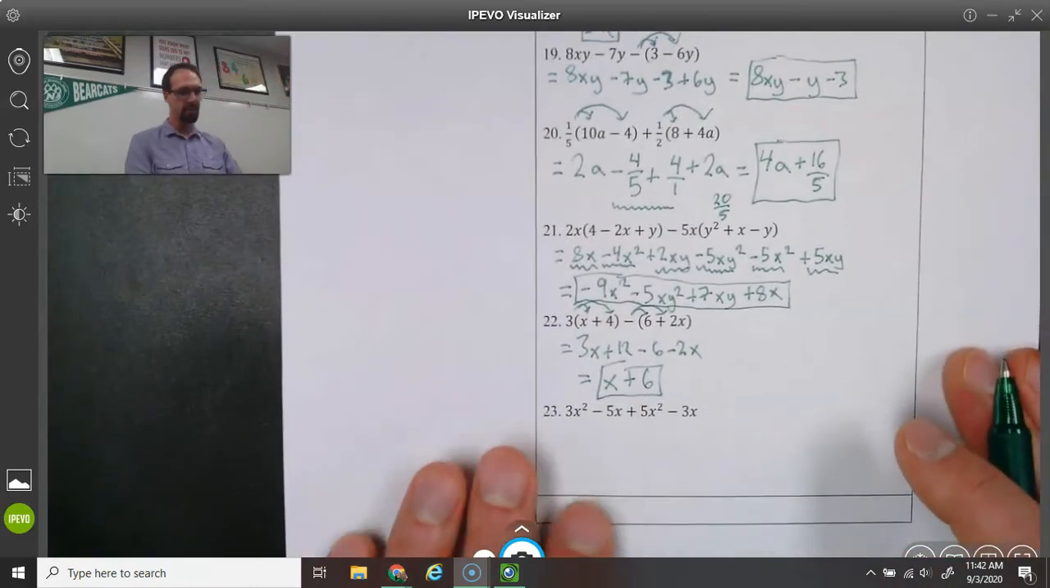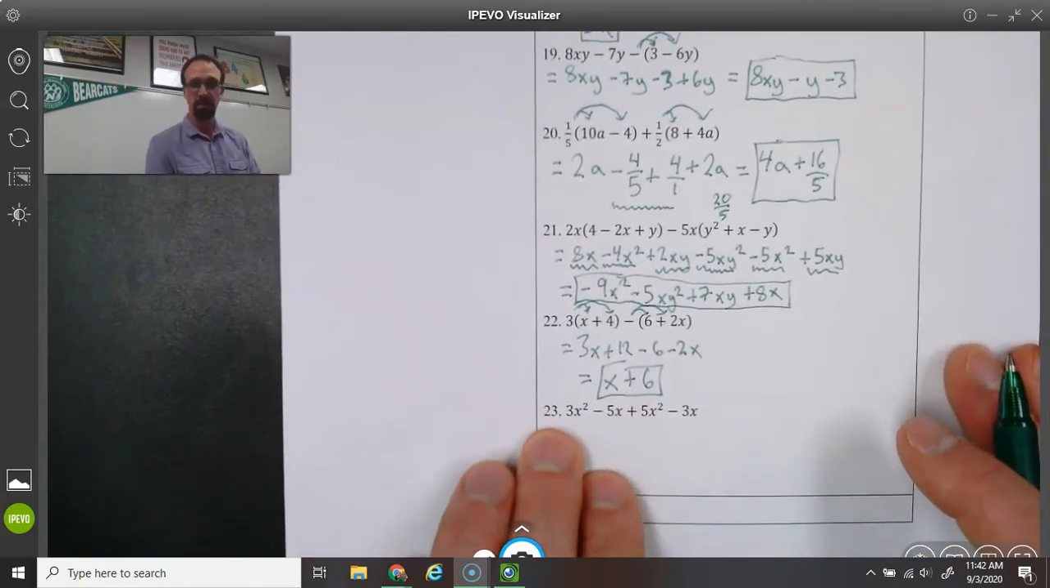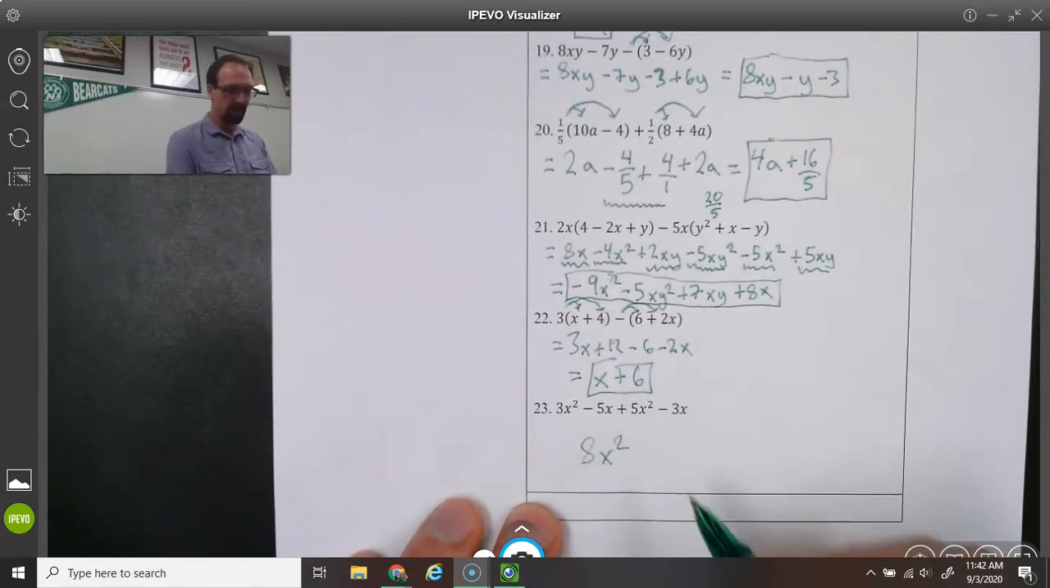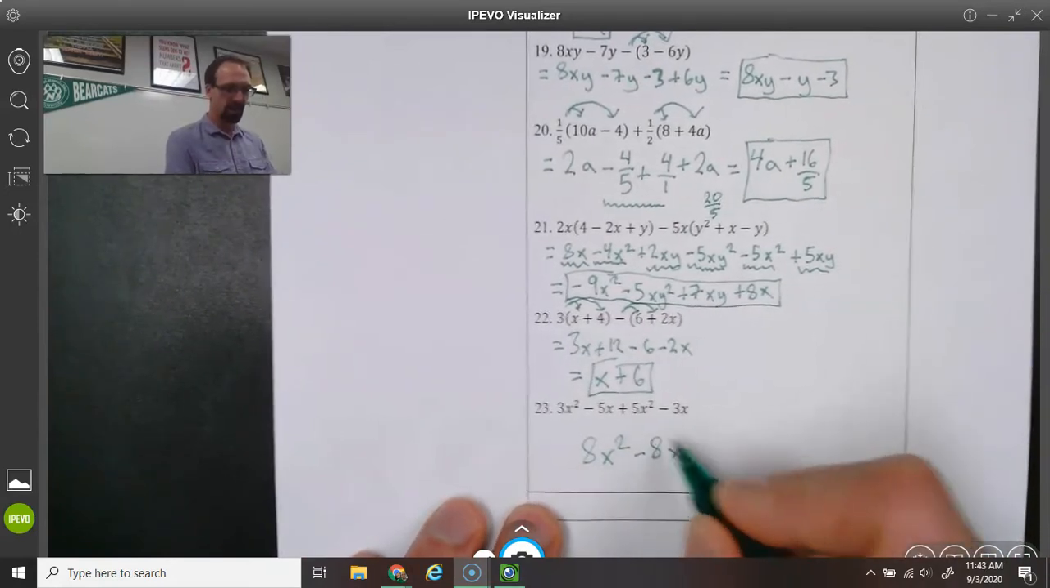And then for this last one here, it looks like I'm just combining like terms. I have 3x squared plus 5x squared, so that will give me 8x squared. And then negative 5x minus 3x is a negative 8x.